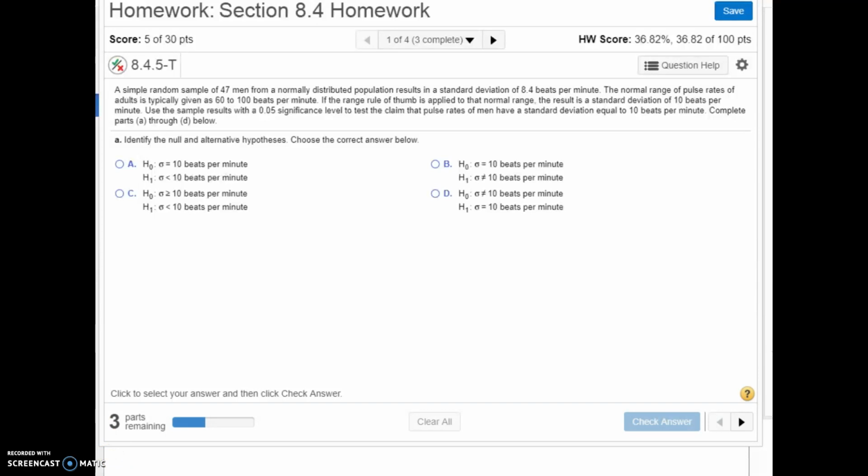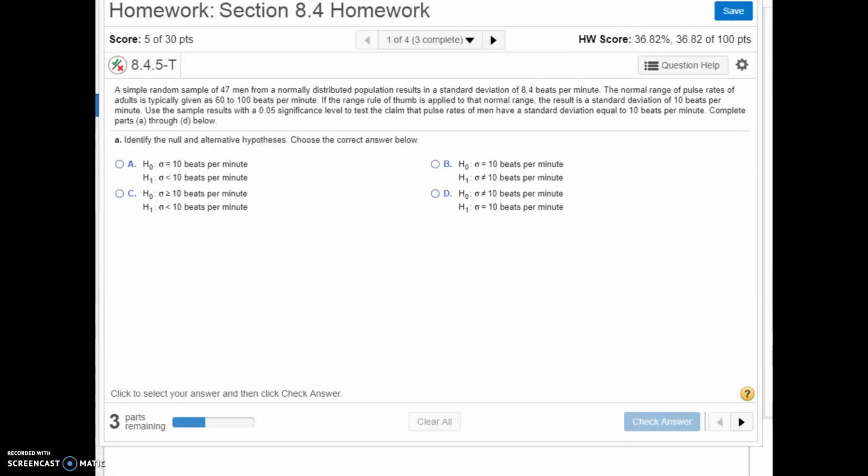This says a simple random sample of 47 men from a normally distributed population results in a standard deviation of 8.4 beats per minute. The normal range of pulse rates of adults is typically given as 60 to 100 beats per minute. If the range rule of thumb is applied to that normal range, the result is a standard deviation of 10 beats per minute. Use the sample result with a 0.05 significance level to test the claim that the pulse rates of men have a standard deviation equal to 10 beats per minute. Complete parts A through D.